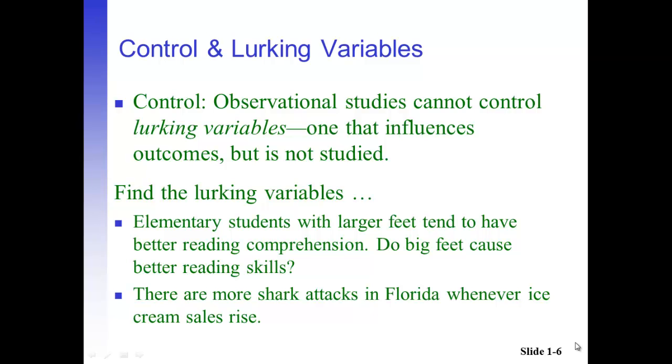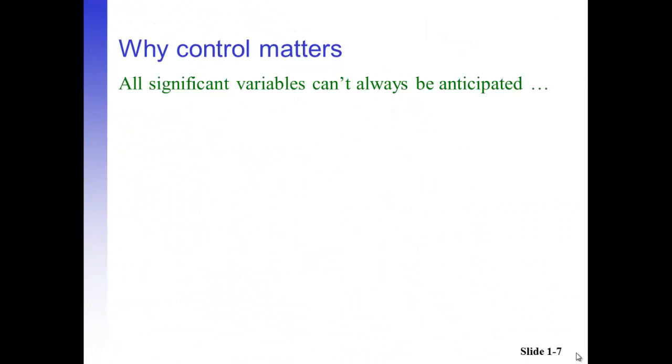In the case of the elementary students, it is the age or perhaps number of years of instruction that is the lurking variable. In the case of the shark attacks in Florida, the weather conditions are the lurking variable. These are known as lurking variables, variables that have an important effect on the outcome but are not considered. Now, why does control matter?